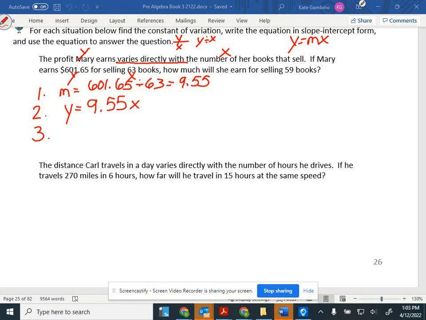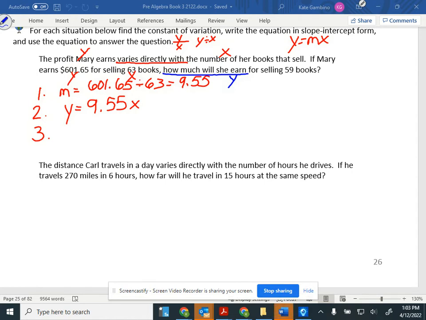Andrea, I need to plug in. Ooh, what am I plugging in? So let's look over here. How much will she earn for selling 59 books? So what do I have here? The profit Mary earns is my y. Here it's saying how much will she earn? So do I know my y to plug it in, Andrea? I don't know the y, do I? That's what I'm looking for. I'm looking for the y.